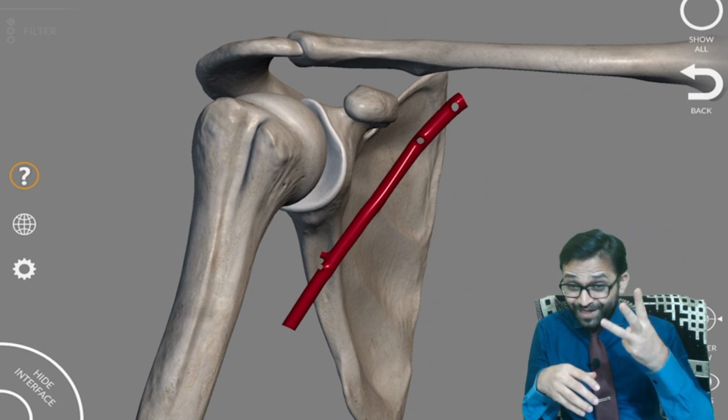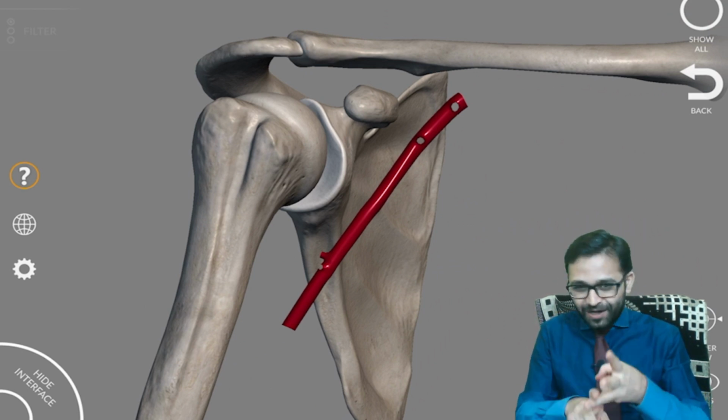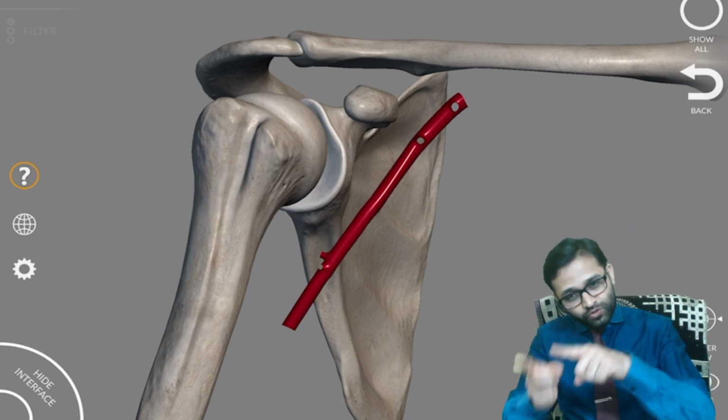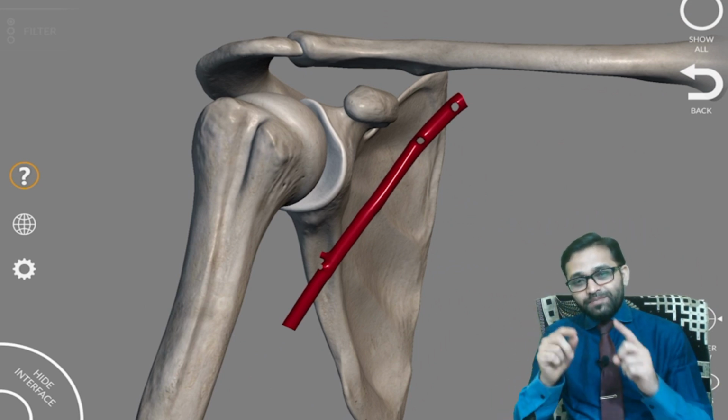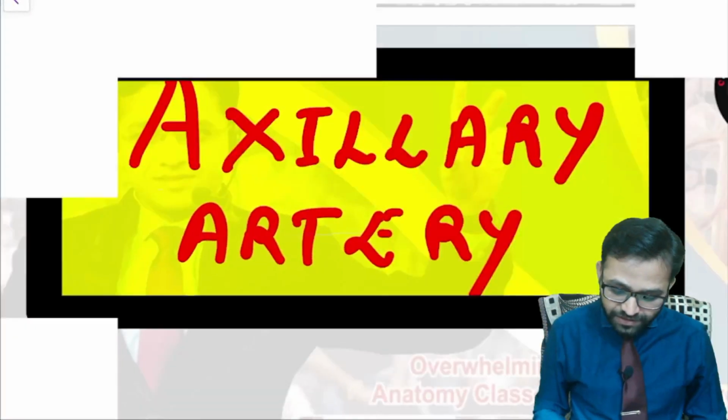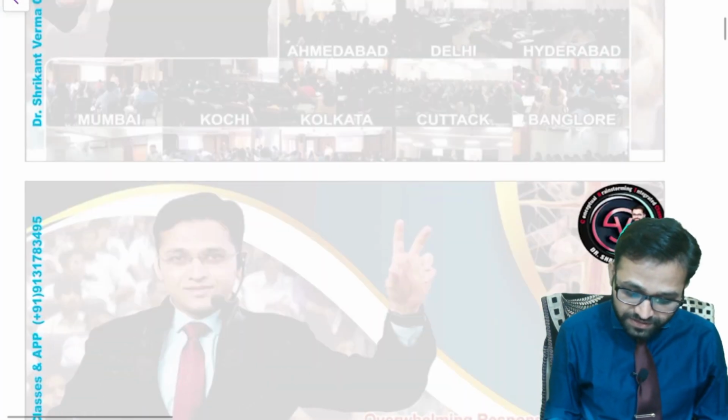It has three parts: first part, second part, third part. The first part has one branch, the second part has two branches, and the third part has three branches. So one by one, see here, starting from the very basics.